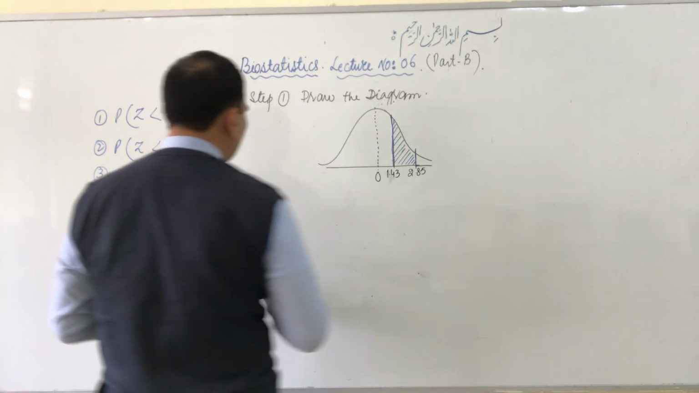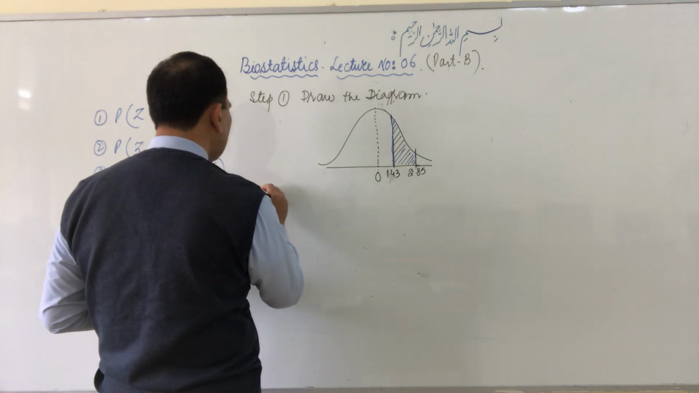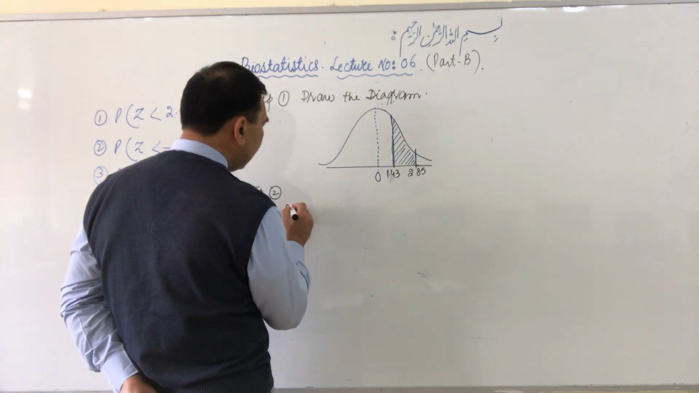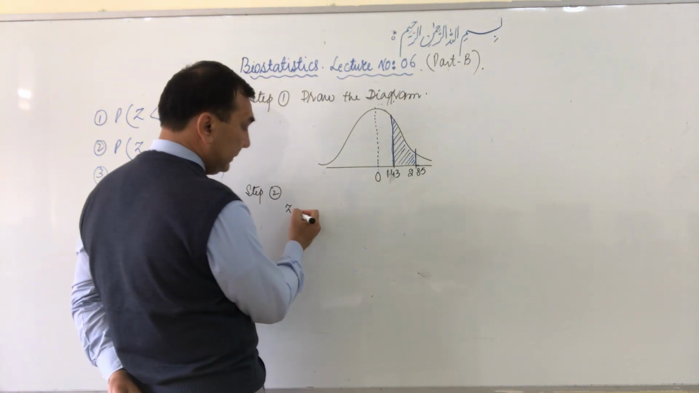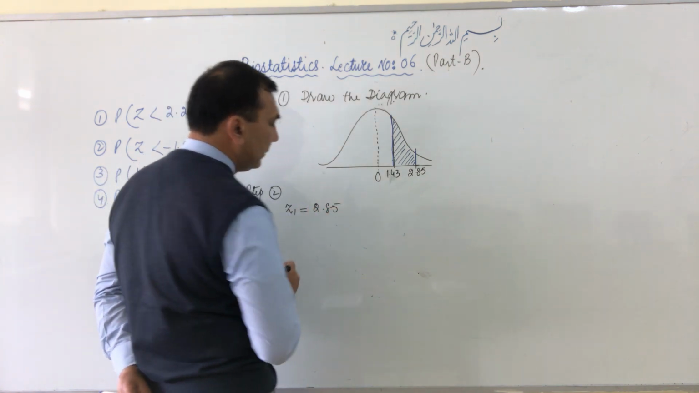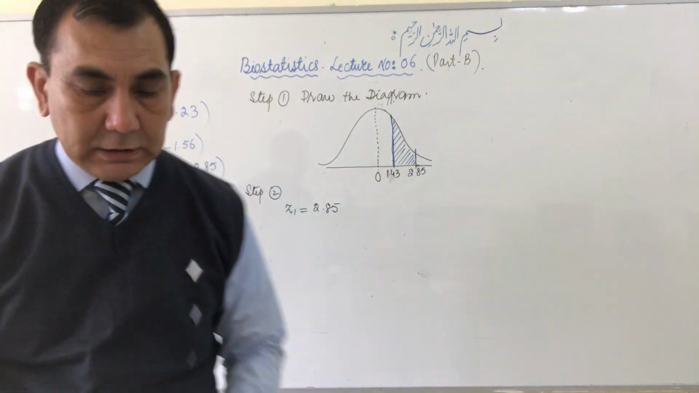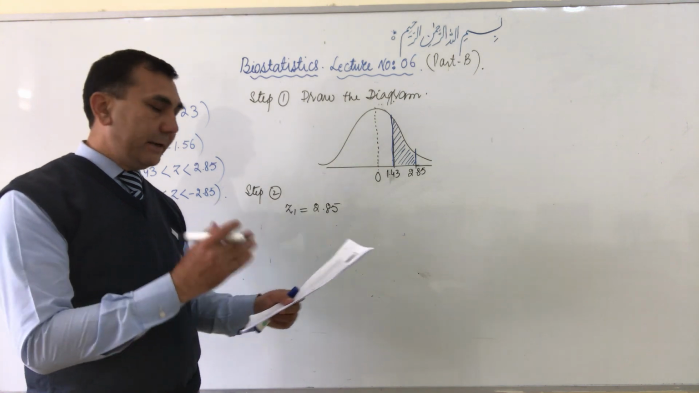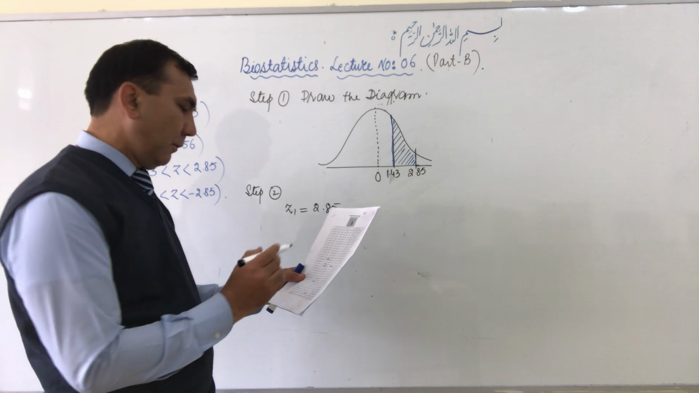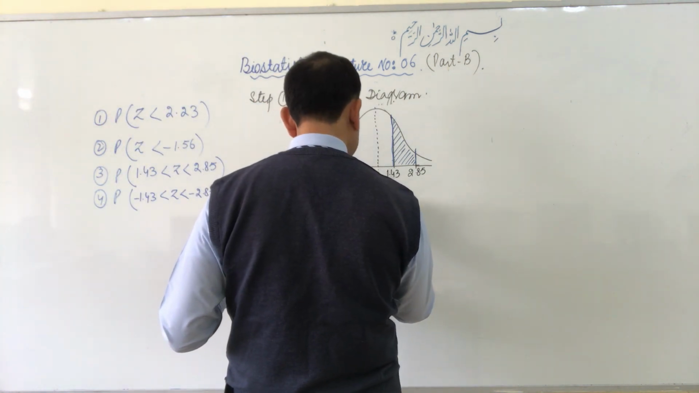Okay. Now we will go to step number 2, find out the z-score value. First, z1 for 2.85. What is the z-score value? Then definitely we will take the help of the z-score table. For 2.85 it is 0.4978.